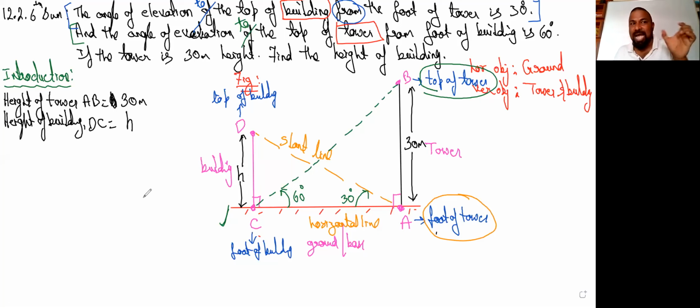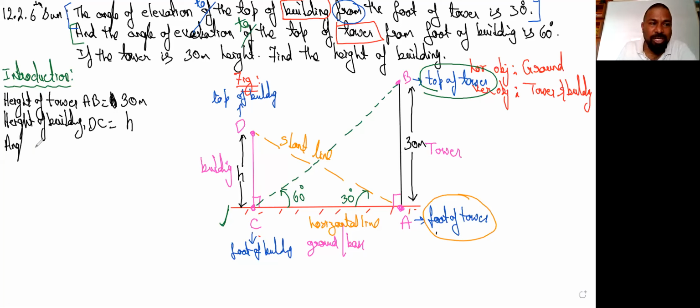Do we know the height of the tower mentioned in the question? Yes, sir. What is the height of the tower mentioned? 30 meters. So now we are ready with one variable. Which is the one variable till now we have taken? H. That is nothing but the height of the building. Now we are talking about angles of elevation.